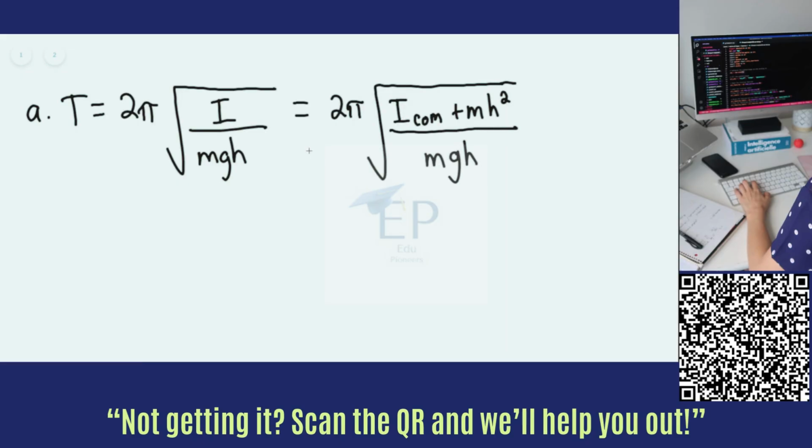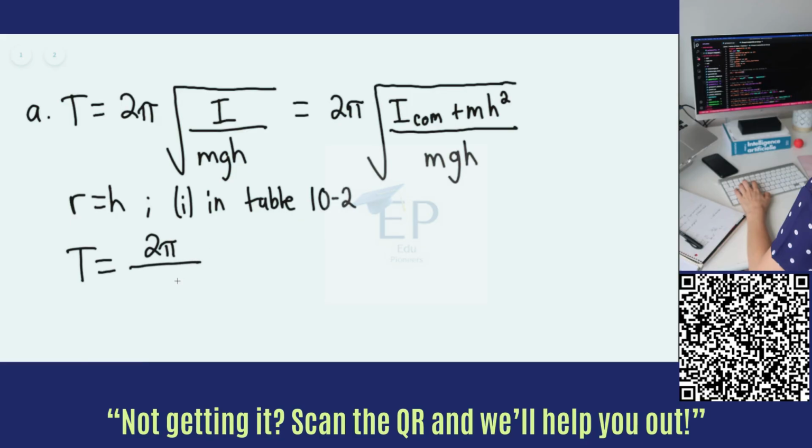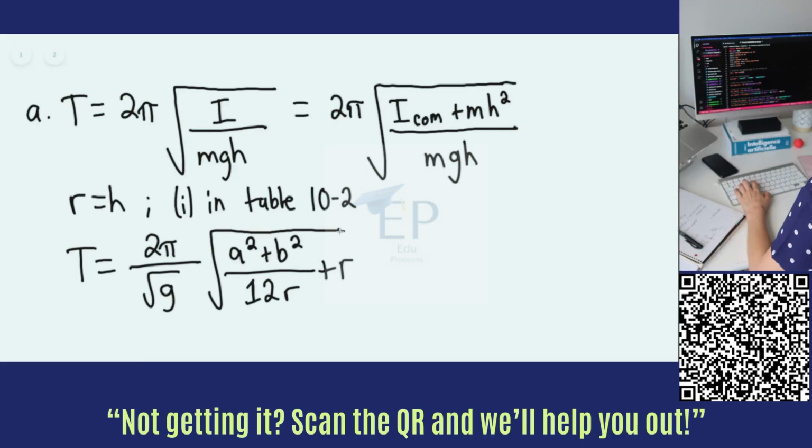We're going to substitute r for h and then use item I in table 10.2. So we can say I in table 10.2. And essentially we find that T is equal to 2π over the square root of g, multiplied by the square root of (a squared plus b squared) divided by 12r, plus r, and extend the square root.